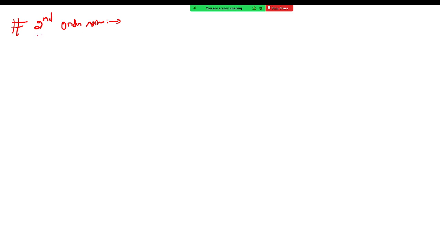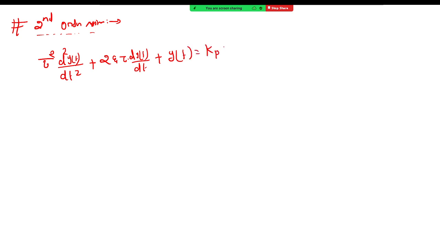So the second order system will be derived by the second order differential equation. That differential equation will be of this type: tau square d2 y(t) by dt square plus 2 zeta tau dy(t) by dt plus y(t) is equal to Kp into x(t), right?